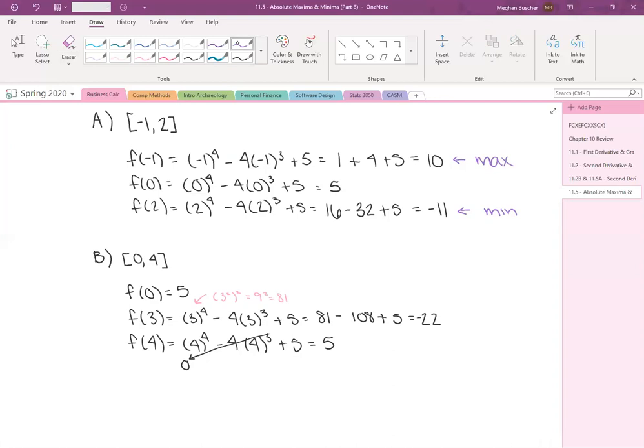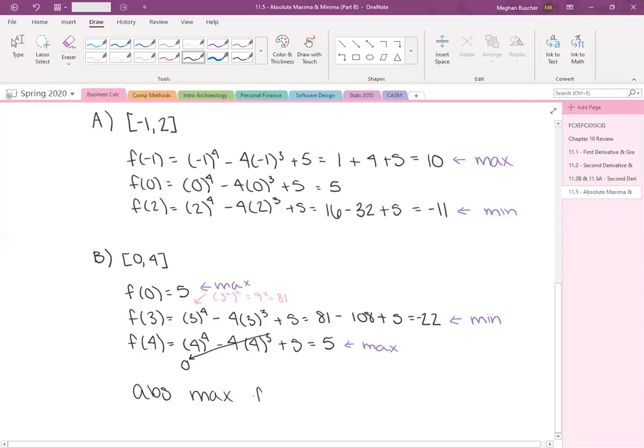Okay, max and min. So min would be the negative 22 at 3, and then max would be 2 points. So what we can say there, for these guys, I'll write my little arrows, is we can just say our absolute max is f of 0 equals f of 4 equals f of 5. We can just write that string of equal signs, and we're good to go there.